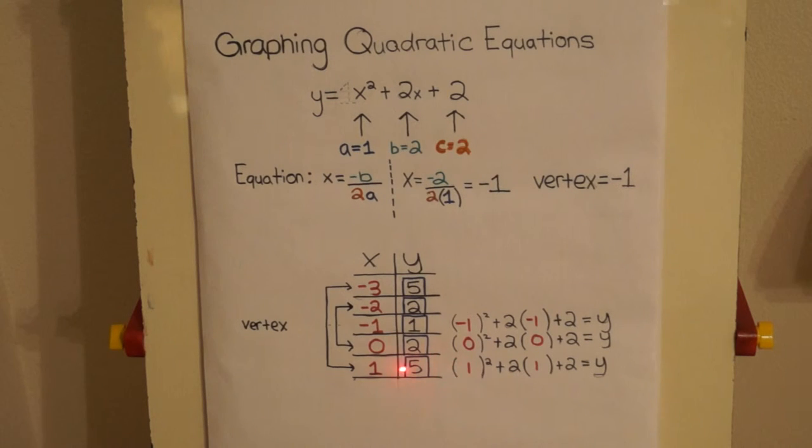Then for our last one, 1 and negative 3 will be symmetric as well, and once inserted in, we will have the same value. 1 squared plus 2 times 1 plus 2 equals y. This turns out to be 5. Negative 3 will also be 5. And here we have our points that we will use to graph.